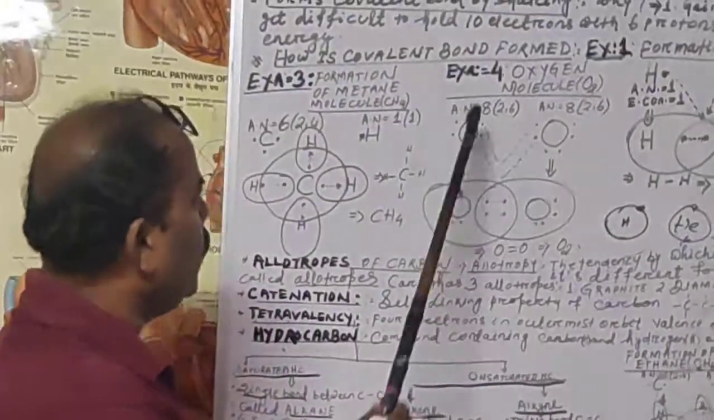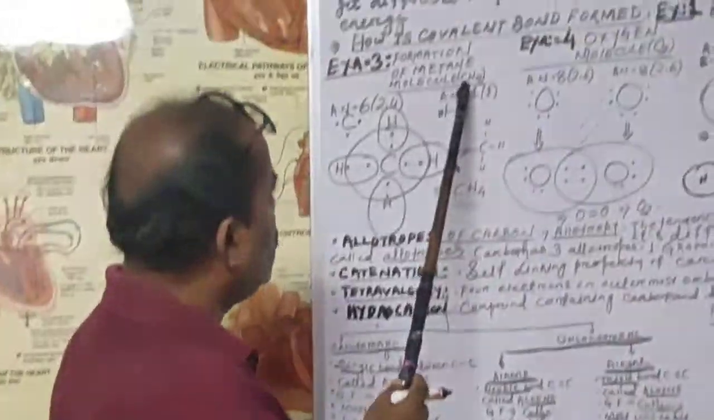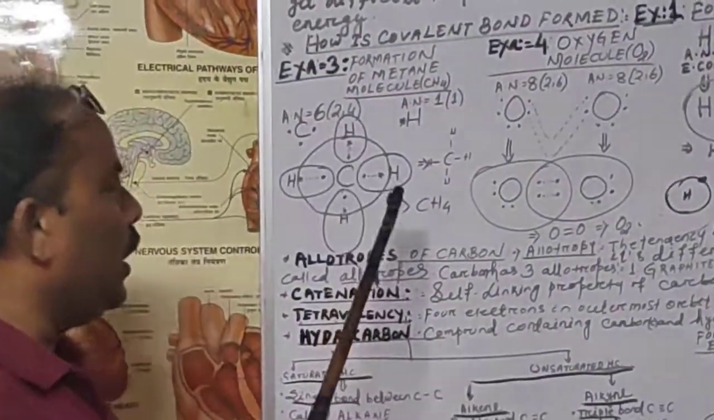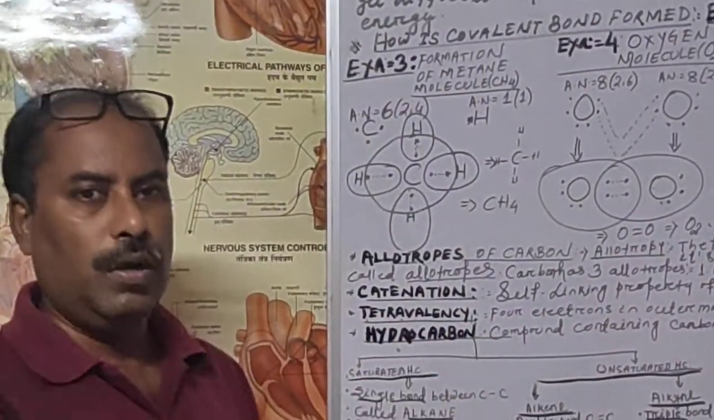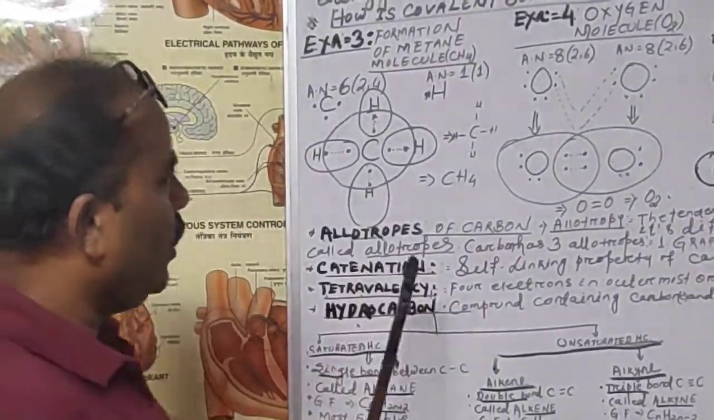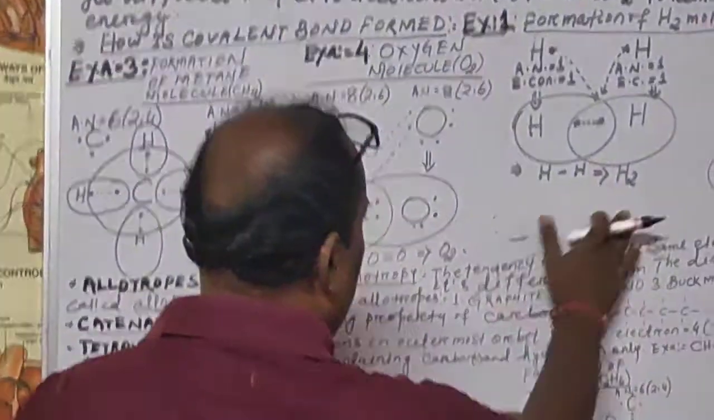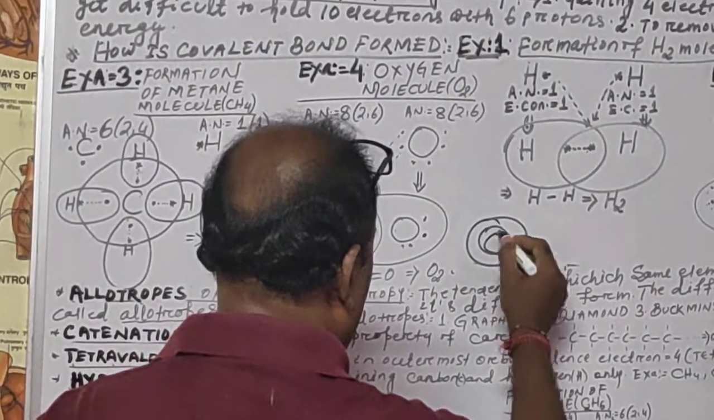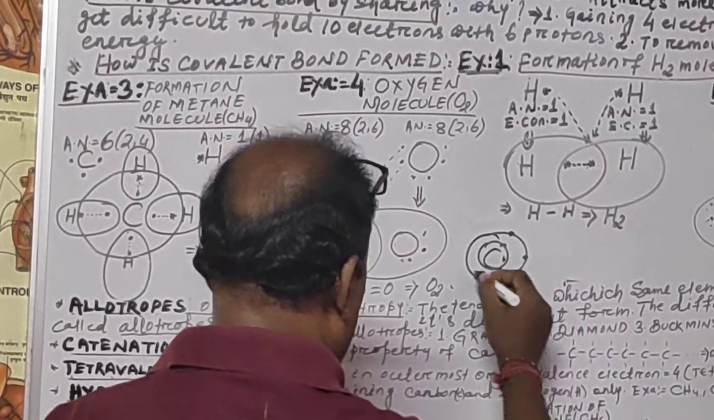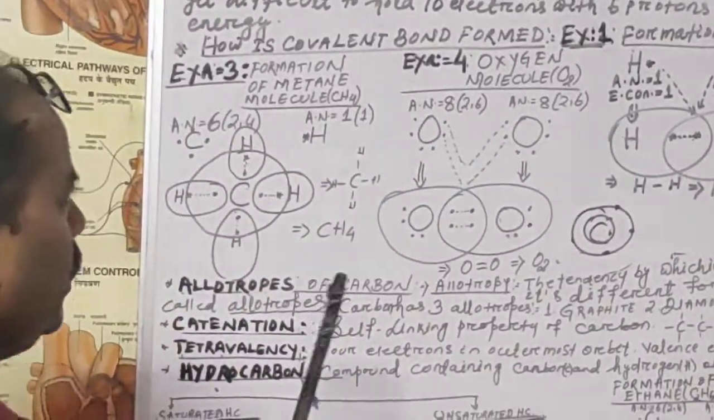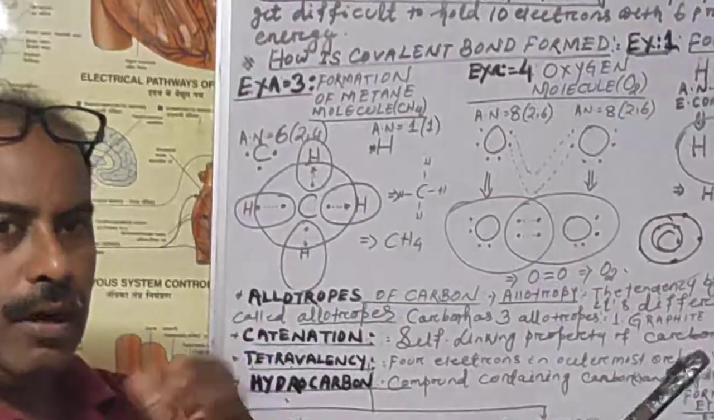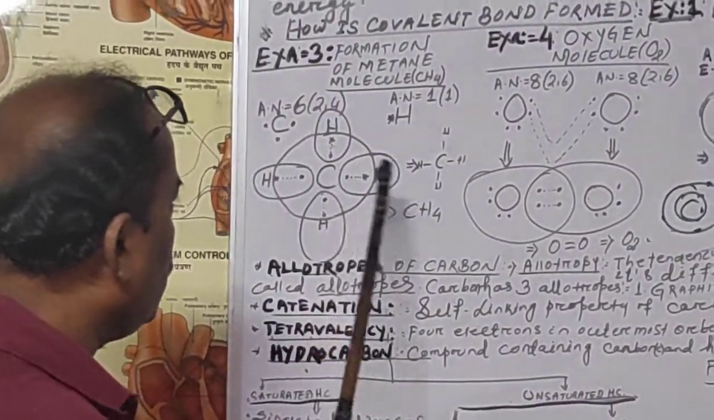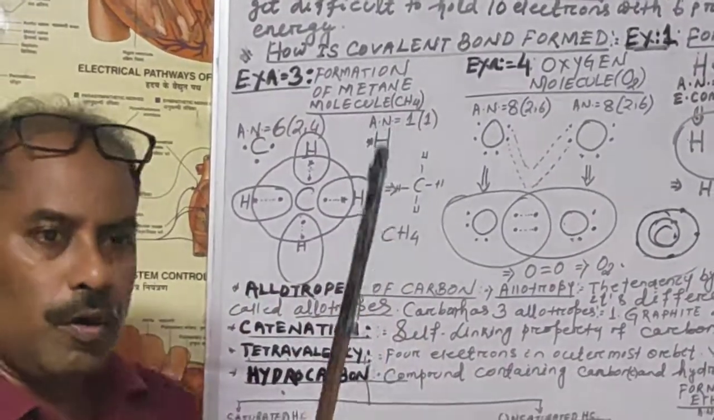Similarly, if we go to example 3, how the CH4, that is the methane molecule, is formed. Methane means a compound containing carbon and hydrogen. Let us see. I have told you carbon has how many electrons? That is 4 electrons in the outermost orbit. Inside 2, outside 4. 1, 2, 3, 4. And hydrogen how many? Only 1 electron. In its outermost orbit it needs how many? 2. So carbon has 4, it needs 4 more electrons.